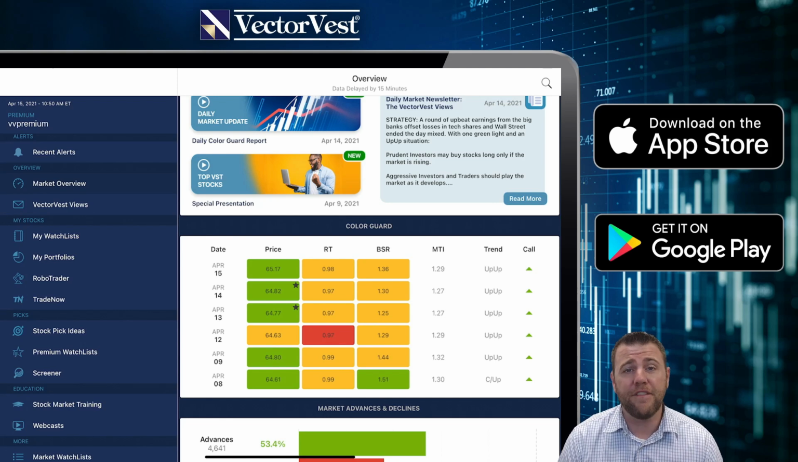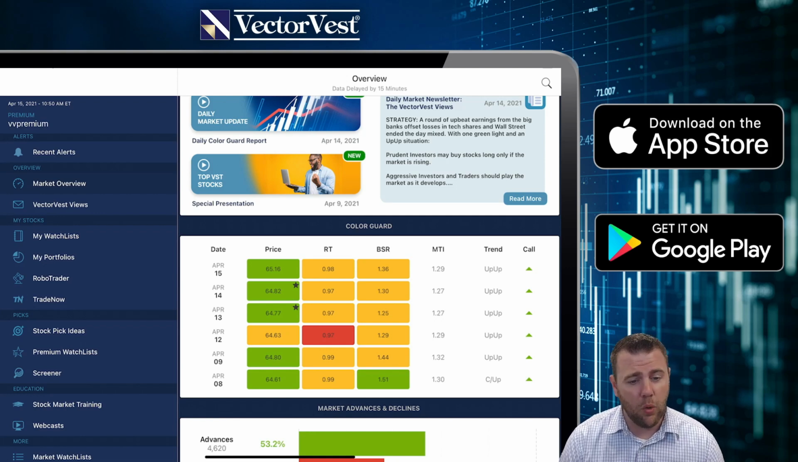And then finally, the last section is the calls column, which stands for our confirmed calls. Our confirmed calls are our most conservative timing system, and they're our last signal to get into the market and our last signal to get out. So as you can see, we still remain in a confirmed up situation as of right now.